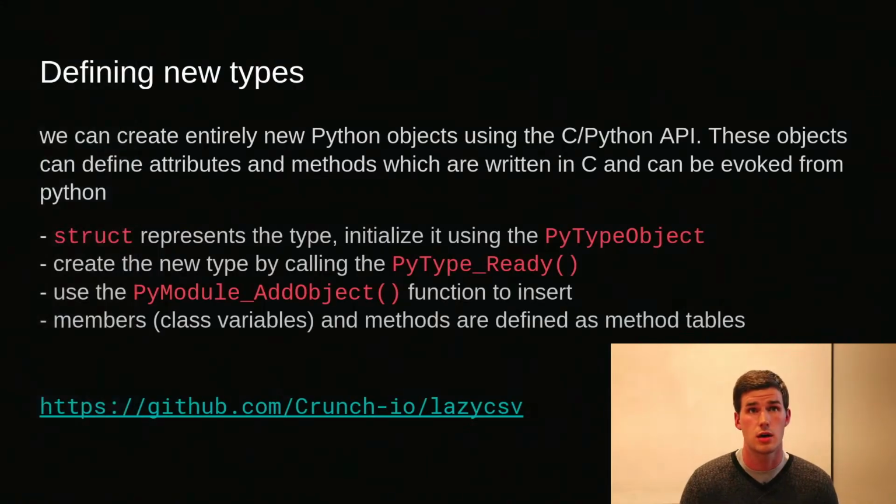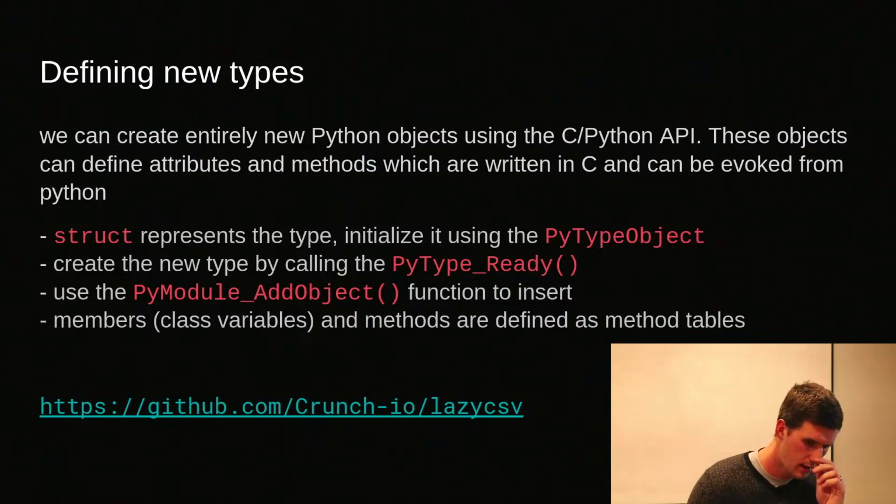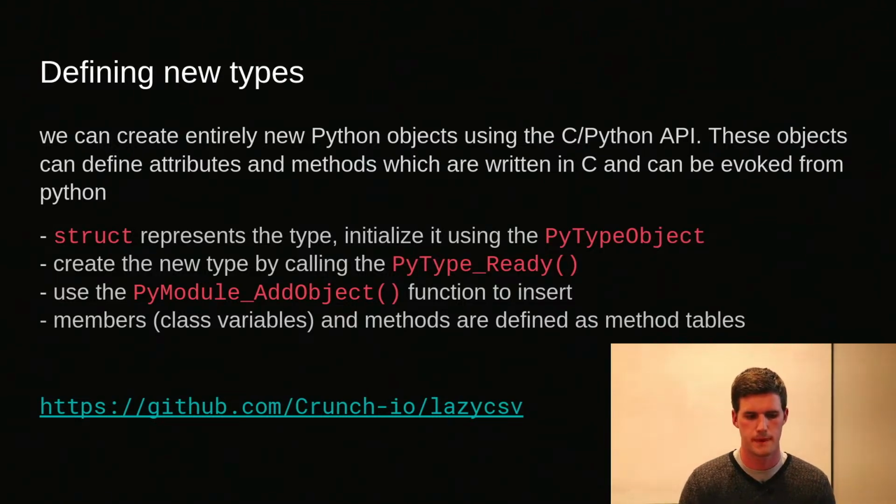Okay, so the last thing I wanted to touch on is actually going about creating new types in our C extensions. So we can create entirely new Python objects using the CPython API, and then on those objects we can define attributes and methods that are also written in C, and then the Python interpreter will be able to invoke them. They look pretty similar to what modules look like, but with some differences, and we can get into an example that actually works that demonstrates that.